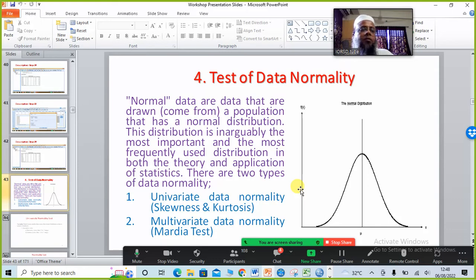One of the most important tests is data normality. What is data normality? Brother Shahriar, can you explain, brother?